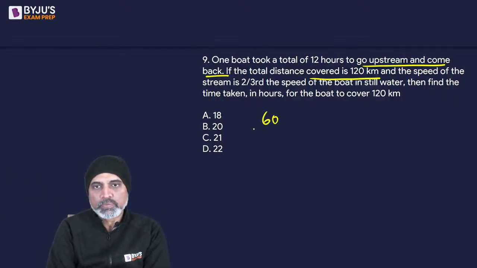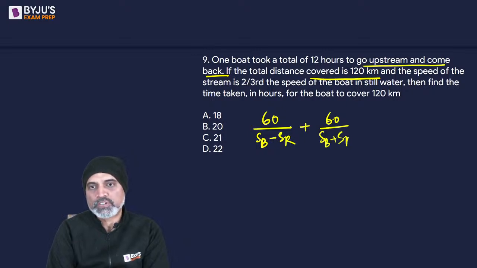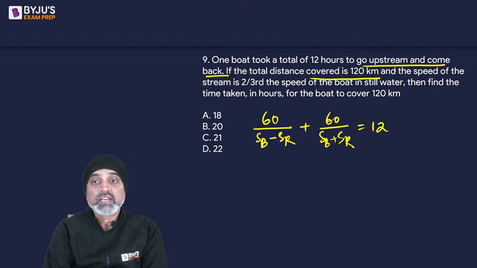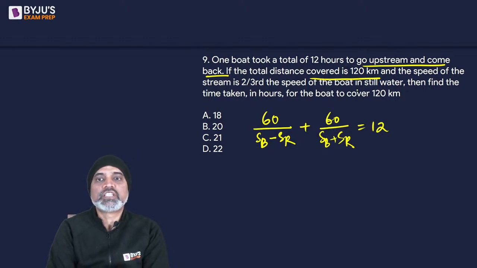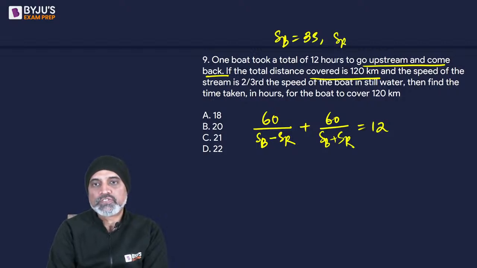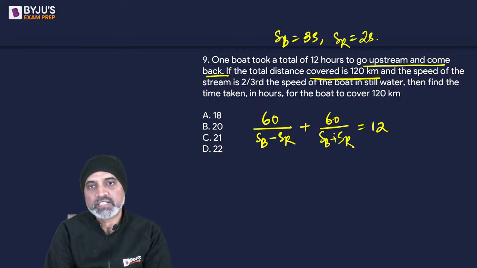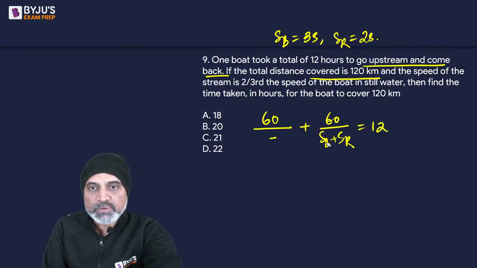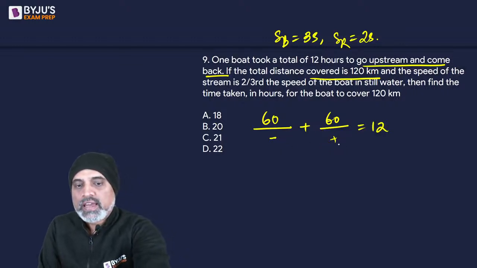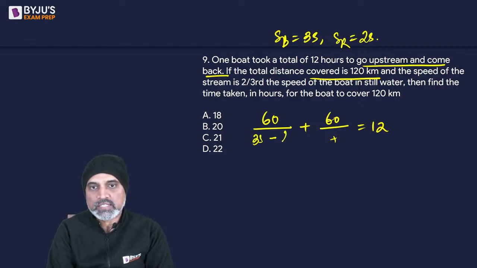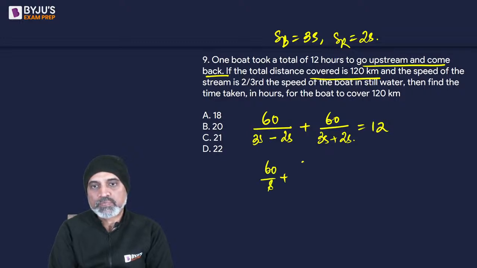So when it goes 60 kilometers upstream, it will be speed of the boat minus speed of the river. And when it goes downstream, it is 60 by speed of the boat plus speed of the river. And this is given as 12 hours. Now it is given that the speed of the stream is 2/3 the speed of the boat in still water. So if I say the speed of the boat is 3s, the speed of the stream will be 2s, 2/3 of that. So we can remove these two, and this is 3s, this is 2s, this is 3s, this is 2s. So we get 60 upon s plus 60 upon 5s is equal to 12.